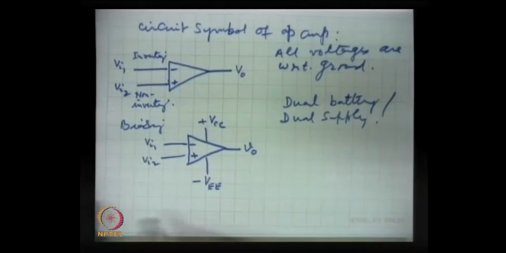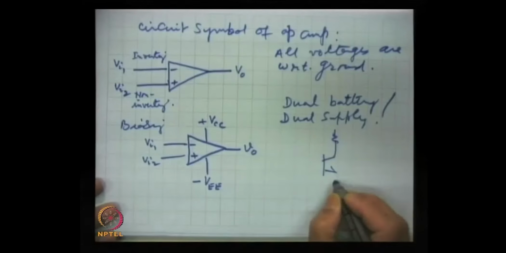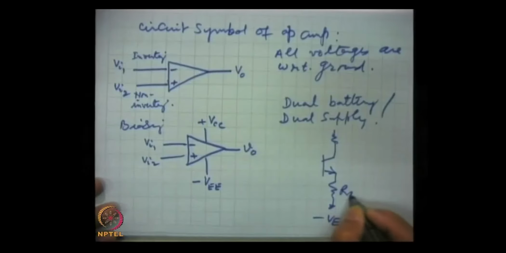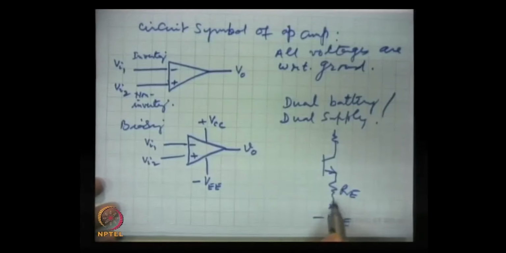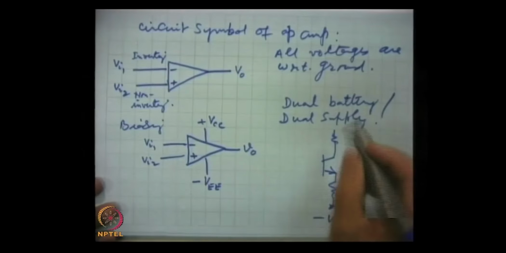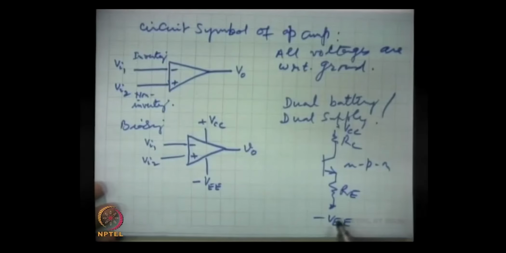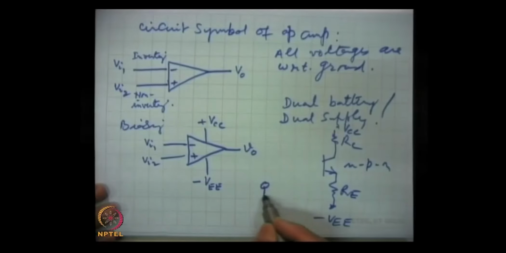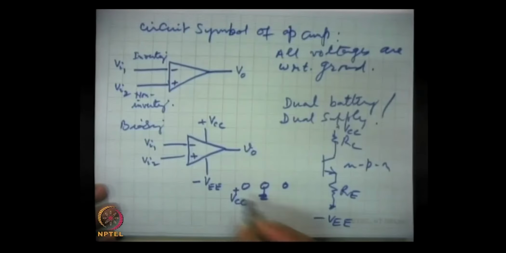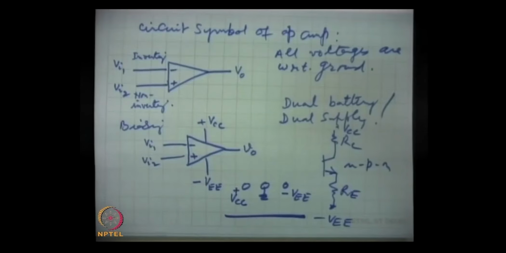For example, in the transistor, you remember, here, minus VEE, this is RE, this takes care of forward biasing. This is an NPN transistor. So, this will forward bias the emitter junction and this will reverse bias the collector junction. So, dual power supply, that is, with respect to ground, there are these voltages: this is plus VCC and this is minus VEE. This is the dual supply.